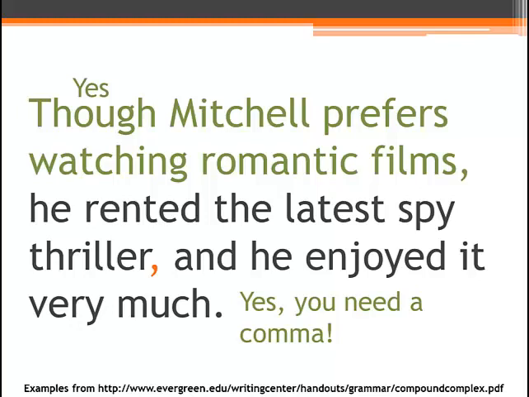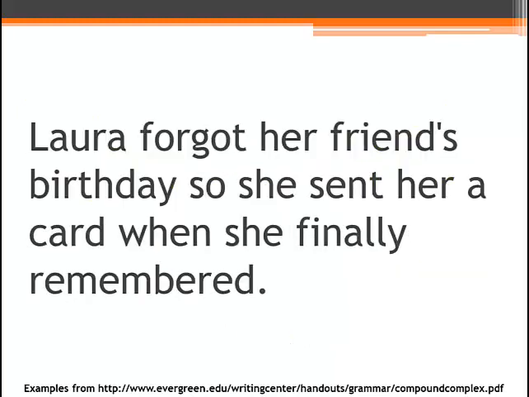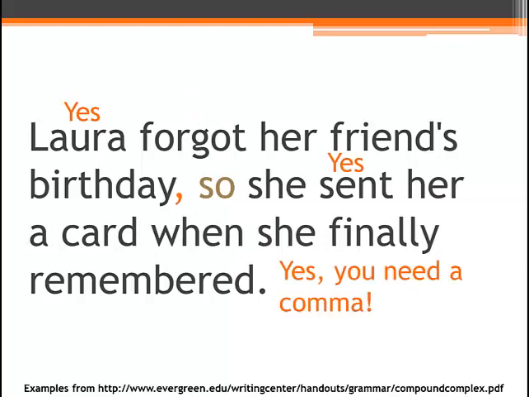Okay, so let's try these two steps one more time. Okay, so here's our sentence. Laura forgot her friend's birthday, so she sent her a card when she finally remembered. Okay, so remember you want to find your fanboys. Are there any fanboys or conjunctive adverbs or transitional expressions in here? Okay, in this case, yeah, it's so. Then we look on both sides of the so. Does Laura forgot her friend's birthday? Is that a sentence? Yes, it is. Okay, let's look at the second part. She sent her a card when she finally remembered. Is that a sentence? Yeah, you're right again. So remember when we have two yeses, yes, you need a comma. We have to put a comma before that so.